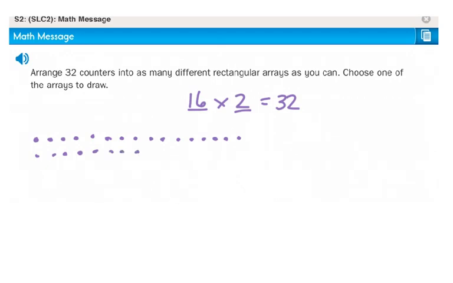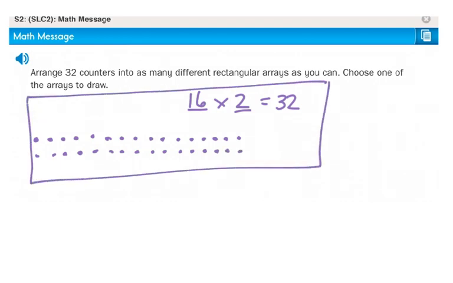An array means to draw out the number of rows and the number of counters in each row. Here is one way. Can you come up with at least one more way? Go ahead and pause the video. Remember, you have a multiplication chart in your folder of everyday math game mats that you can use to see what 2 numbers multiplied together give you 32. Pause your video and draw at least one more array.